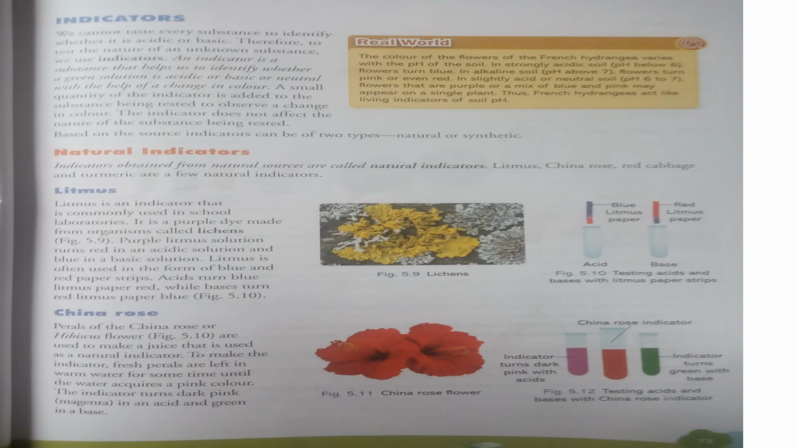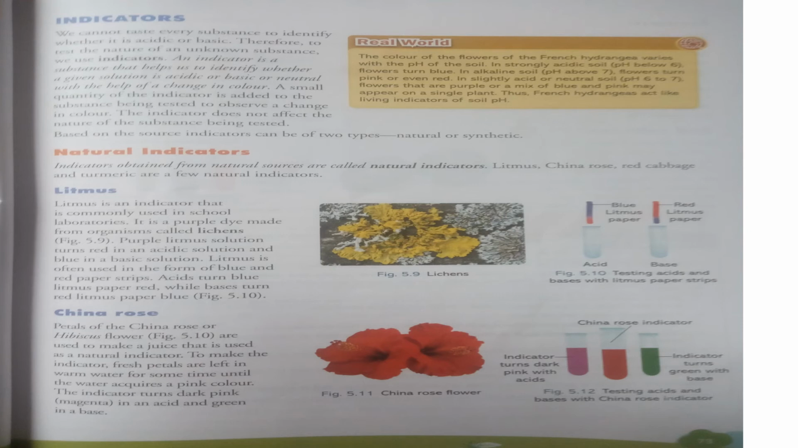So student, remember litmus paper is a natural indicator because we obtain litmus from a natural source, and the name is lichen. Lichen is a kind of plant which can grow only in areas where pollution is very low. So since we obtain litmus paper from a natural source, we can say it is a natural indicator, and as we know, litmus paper changes color to red in acidic medium and blue in basic medium.